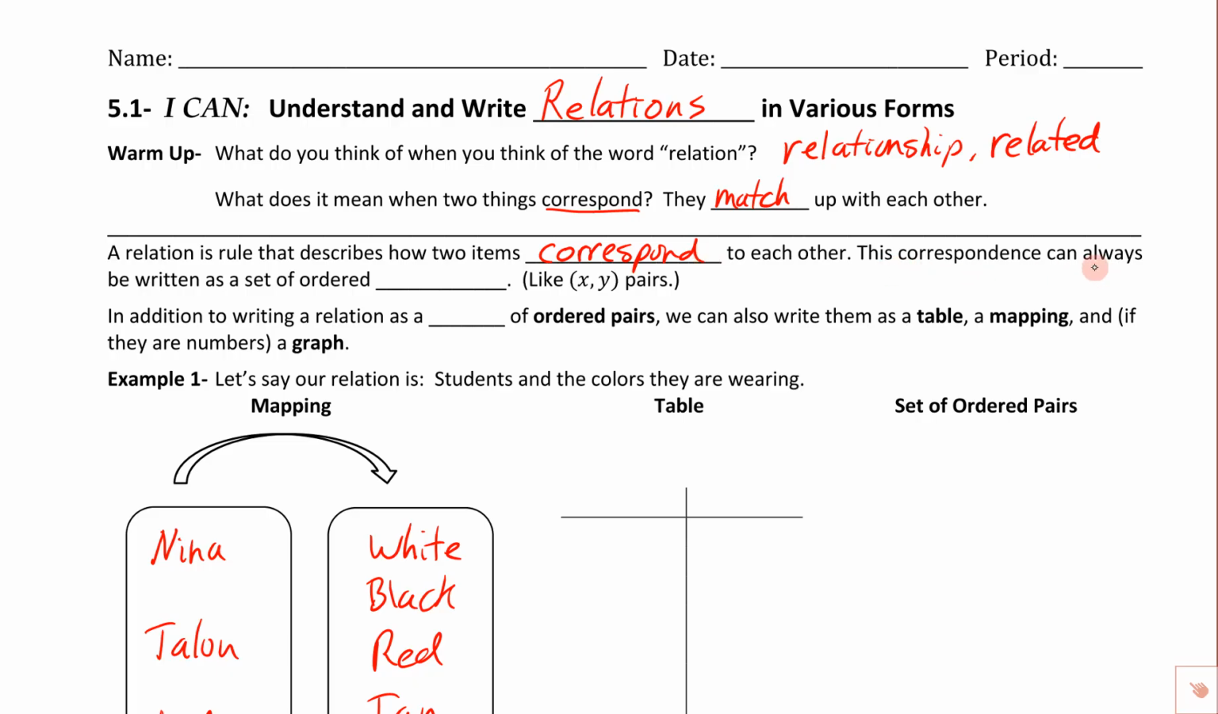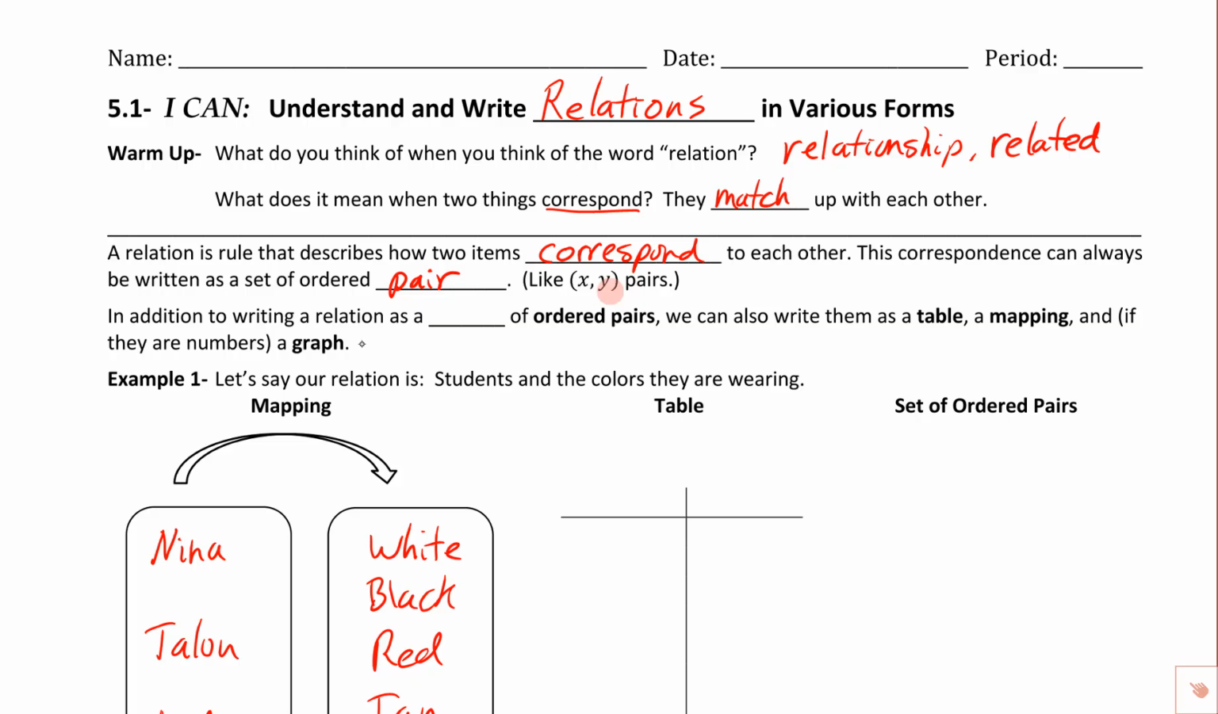And this correspondence can always be written as a set of ordered pairs. A set of ordered pairs. If we've got two things and they're related to each other, or they correspond to each other, we're going to match them up as a set of ordered pairs, kind of like we've matched up X and Y pairs as we've been going through this year.